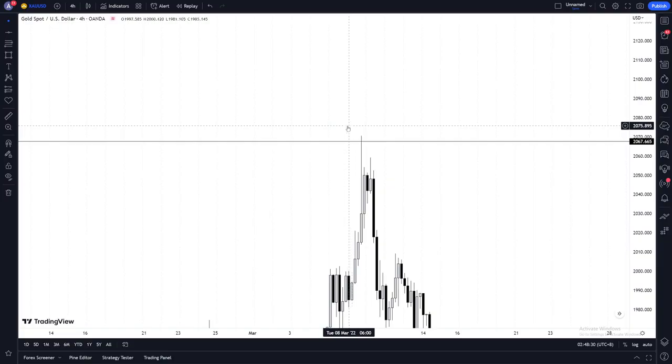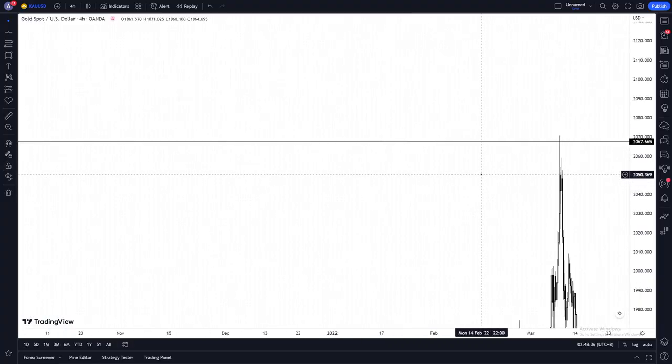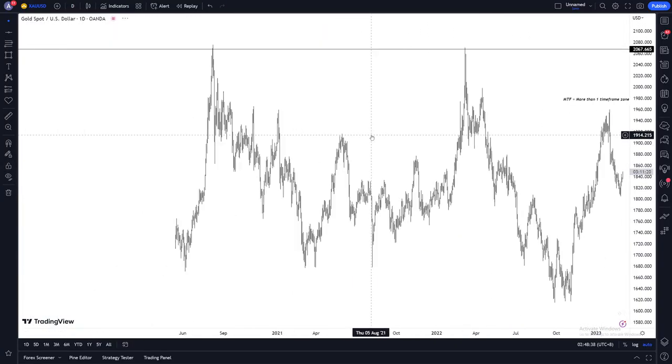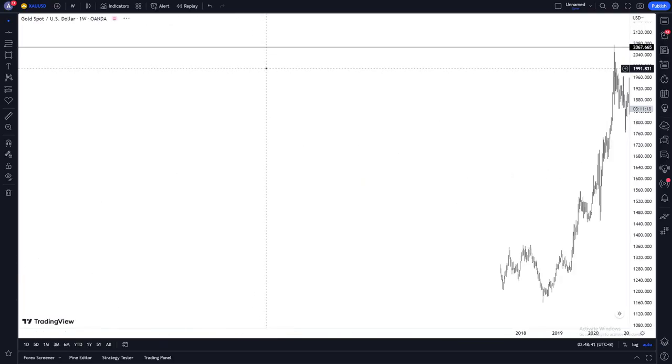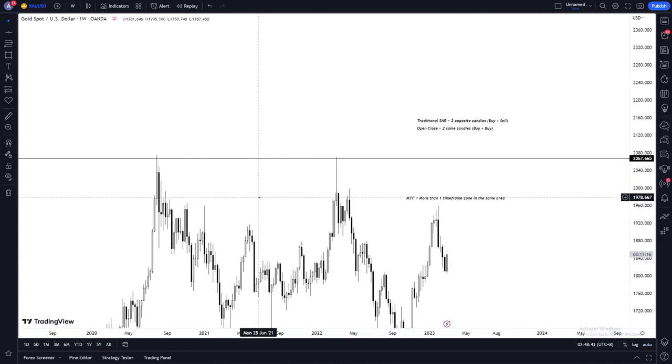The price just touches it. There's definitely a H1 in here. H1, H4, daily, right? That's the H4 right there. And then that's the daily. The daily, and then MTF with the weekly. So it's all just inside.